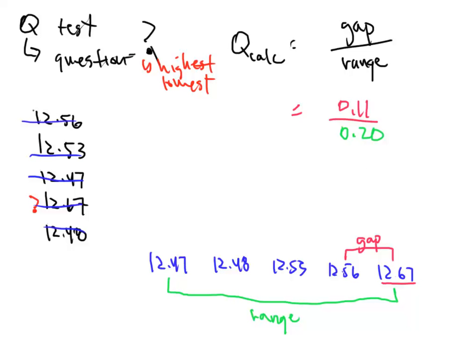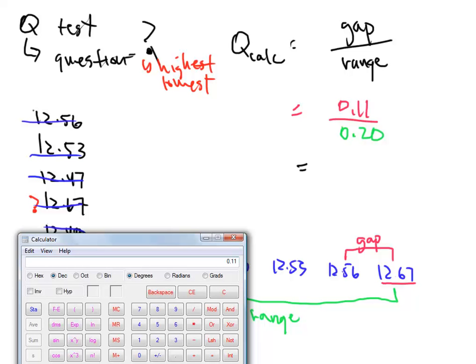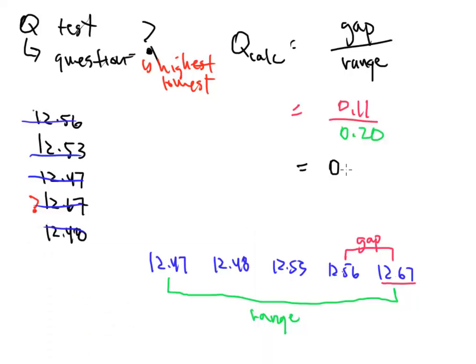All right, so to calculate my Q, I basically have all the points now that I need. And the only thing that I have to do is take 0.11 and divide it by 0.2. So 0.11 divided by 0.2, and I hit enter, and I see a 0.55 as an answer. And that is what we call the calculated Q.